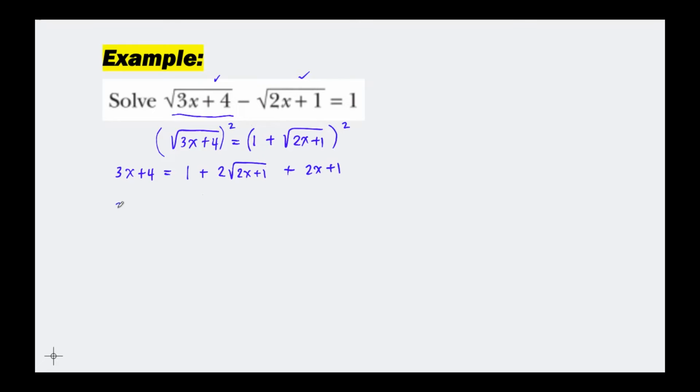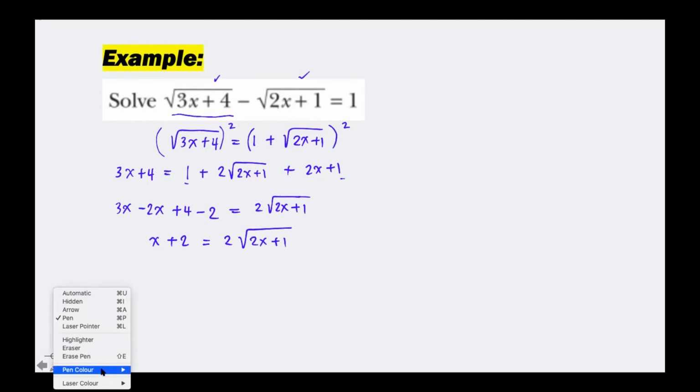So that gives us 3x plus 2 becomes a minus 2x plus 4. 1 plus 1 gives us a 2. We transfer it to the left side. That gives us a minus 2. And that's equal to 2 square root of 2x plus 1. Okay, and so therefore, this is just x plus 2 is equal to 2 square root of 2x plus 1.